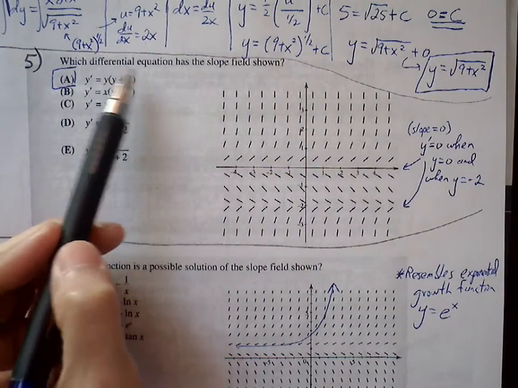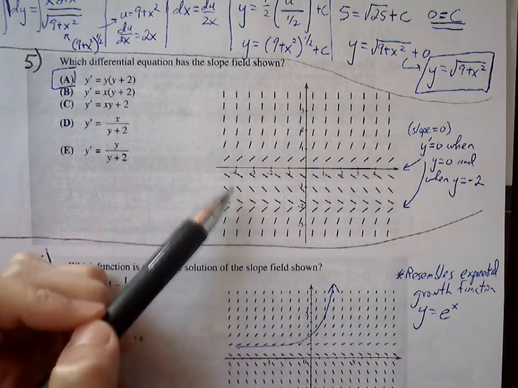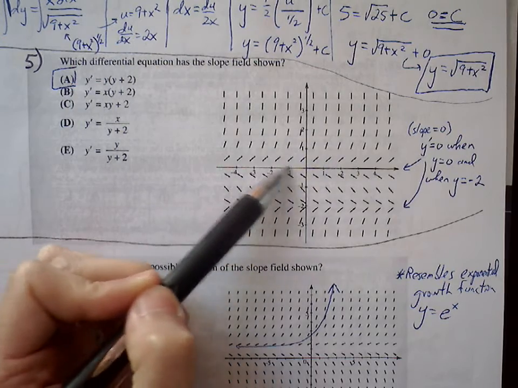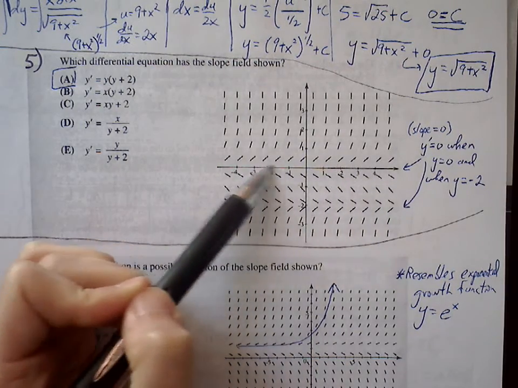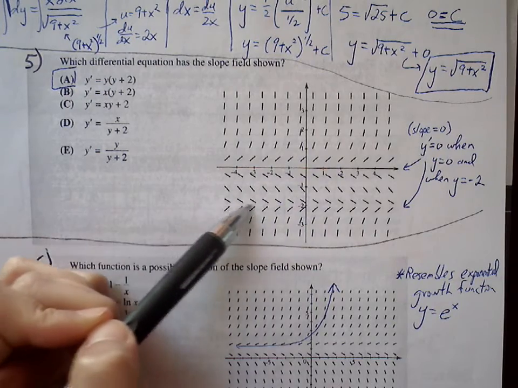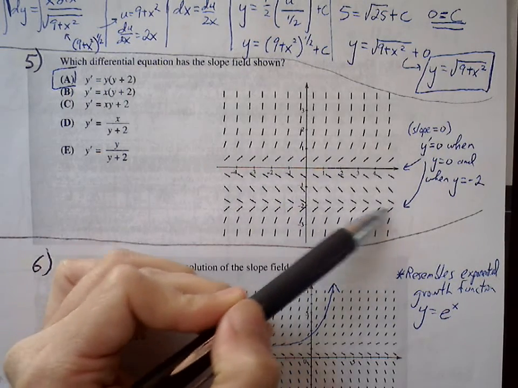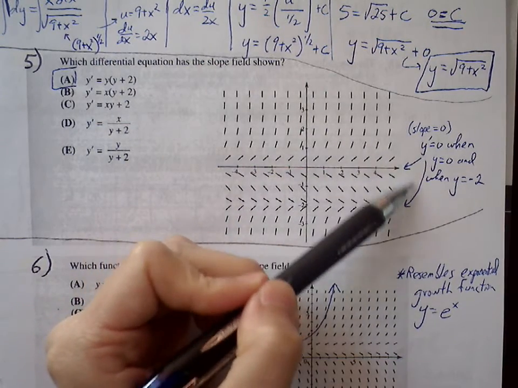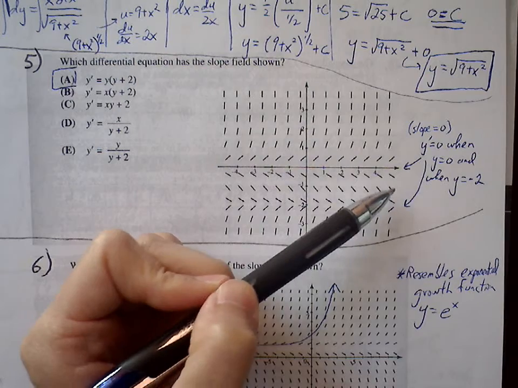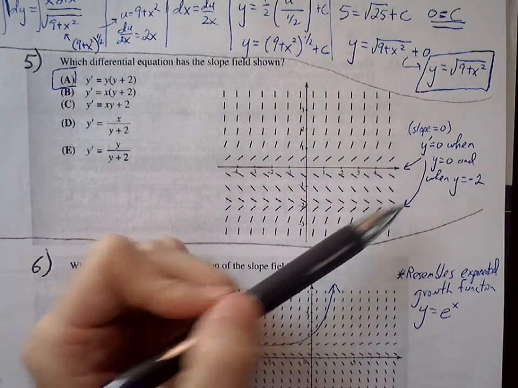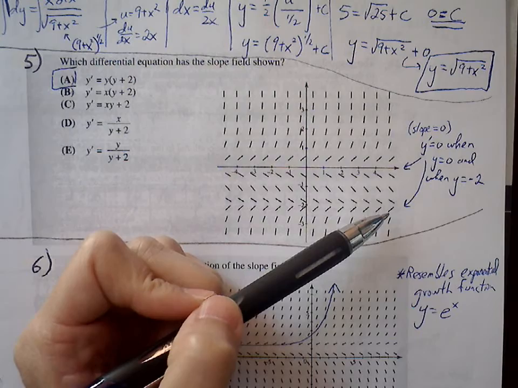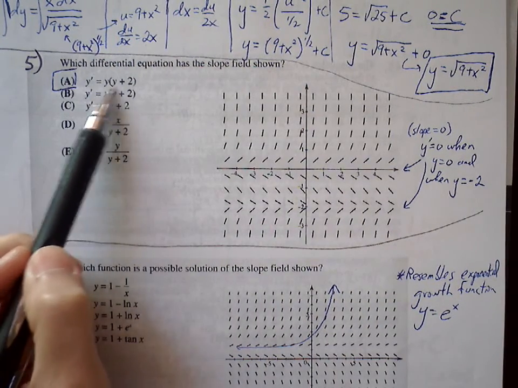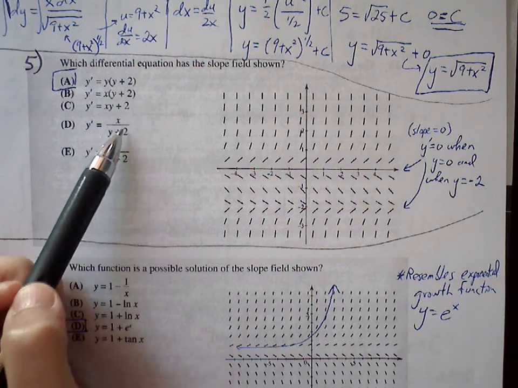Right, number 5, which differential equation has the slope field shown? So a couple of things I noticed as I'm looking here. We have a place where there's a slope 0 when y equals 0, and there's also a place, we don't see it, but it looks like it's a slope 0 when y equals negative 2. So based off of those two items, what will allow the slope to be 0 when y equals 0, and also allows y prime to be 0 when y equals negative 2? And we see that will be the case with A, right? A is the only one where it'll meet both conditions.